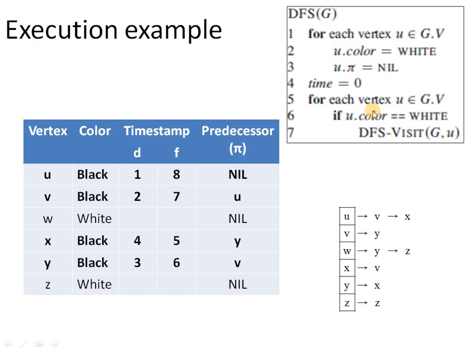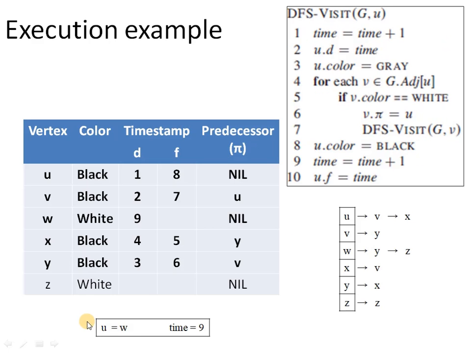So we are back to this point now. Since we are using an alphabetical order, after U we will check V. Color of V, no, it is not equal to white. So we will move ahead. Then we will reach W. Since the color of W, yes, it is white, we will call the DFS visit procedure for graph G, W vertex.